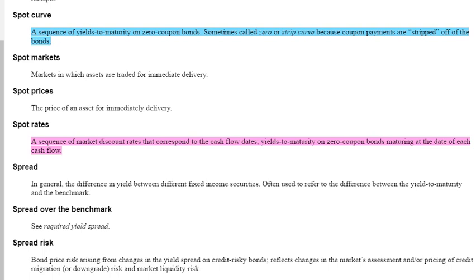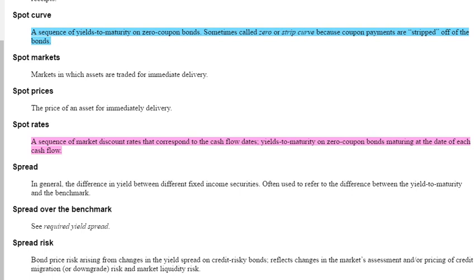Because a lot of the CFA exam is English language tests, subject accounting, subject ethics, subject in this case bonds. So you can see here the definition of the spot curve is a sequence of yields to maturity on zero coupon bonds. There it is, sometimes called the zero or strip curve because coupon payments are stripped off the bonds. So it's important to understand what the spot curve is.